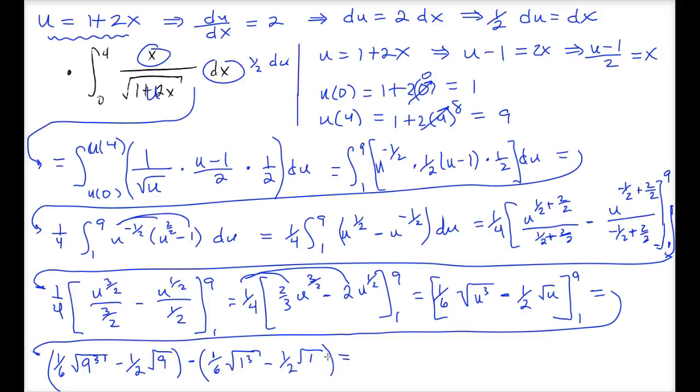So now that we have this, of course we know that here 1 cubed is just 1, and square root of 1 is 1. And of course here square root of 1 is just 1. So we know that. So for the second part, we just have 1/6 minus 1/2.